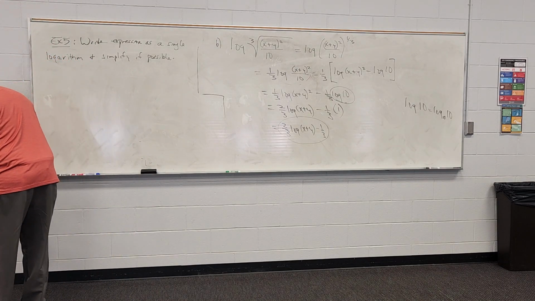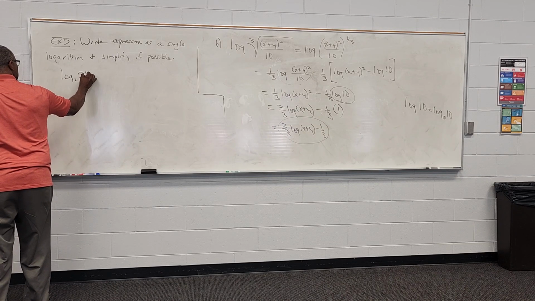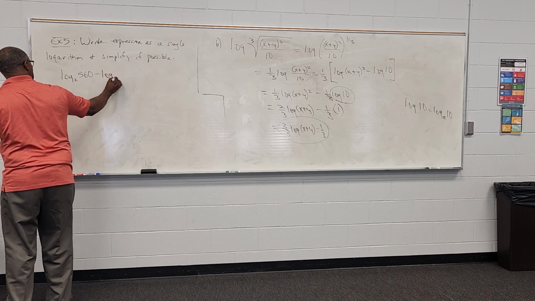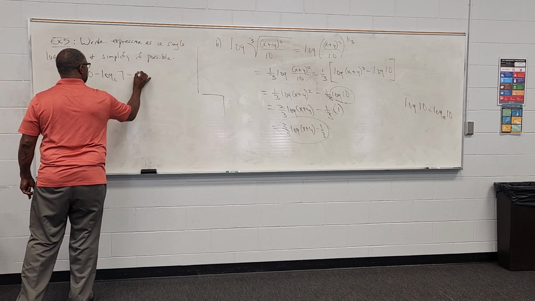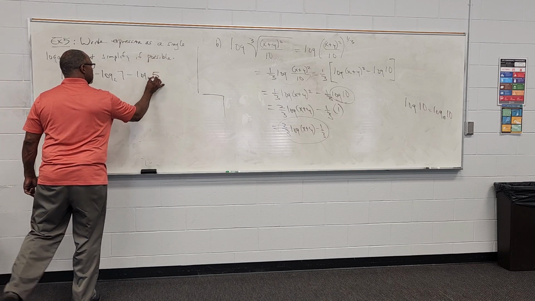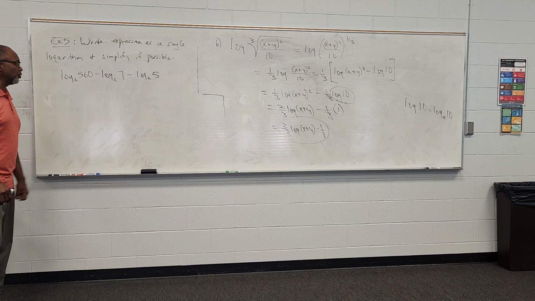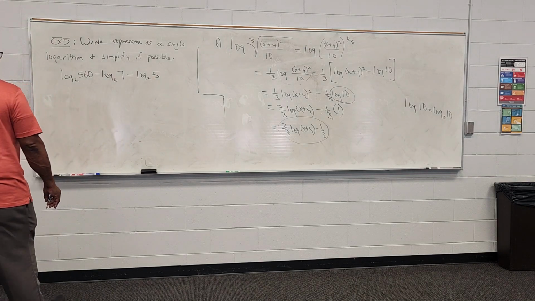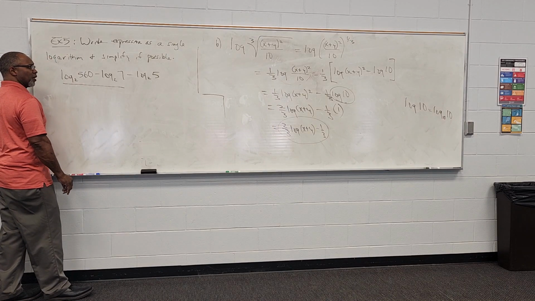So, they give me log to the base 2 of 560 minus log to the base 2 of 7 minus log to the base 2 of 5. Okay? So the first thing I'm going to do is, there's the difference of logs.